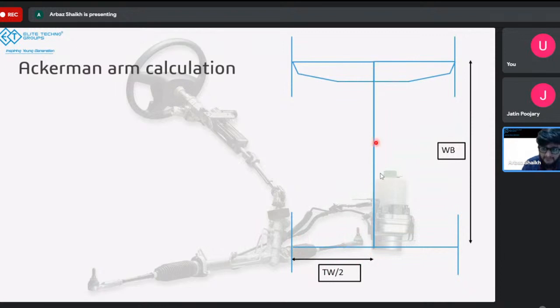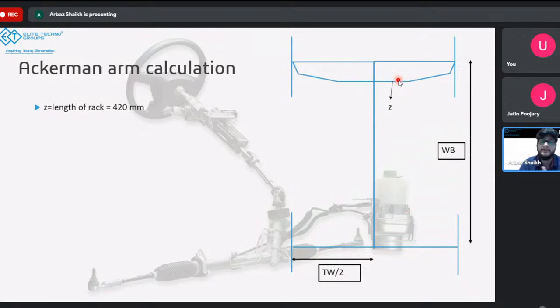So if you cut the vehicle in half with this vertical blue line, the distance from this center would be TW by 2, correct? Now, consider this Z to be your rack. We have assumed the rack length to be 420. This rack length is very important, because it will determine if the rack is going to stay within the vehicle or go beyond the vehicle.